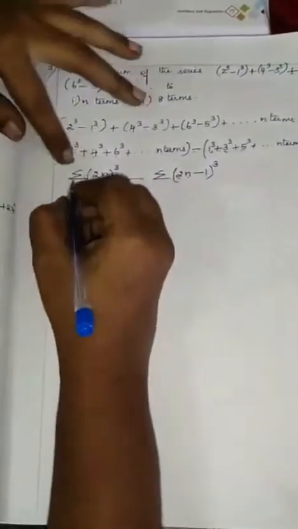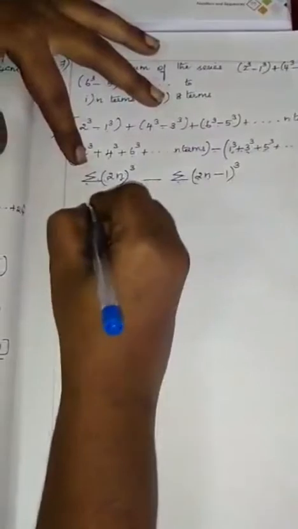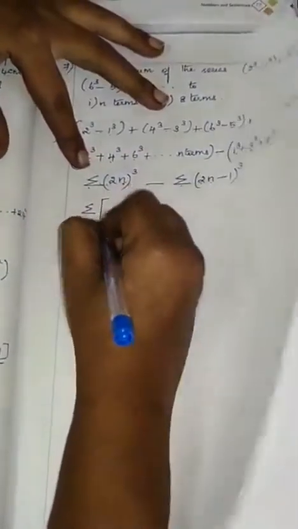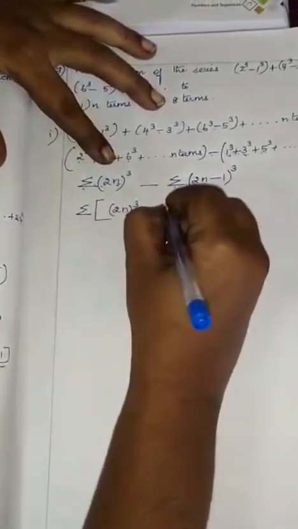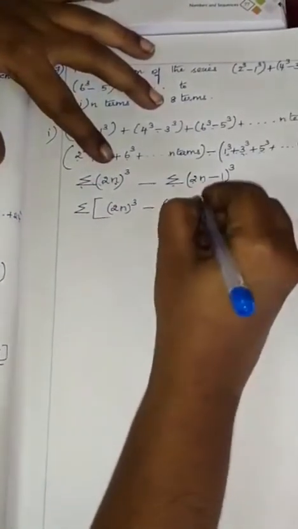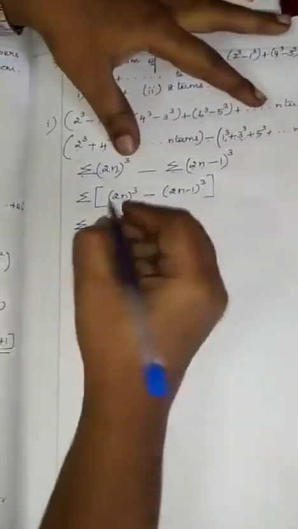Now see here, here also you have summation, here also this is a summation of series. So take that summation outside commonly. What you will have? 2n cube minus 2n minus 1 the whole cube. Okay. Now see here, this summation is commonly outside.